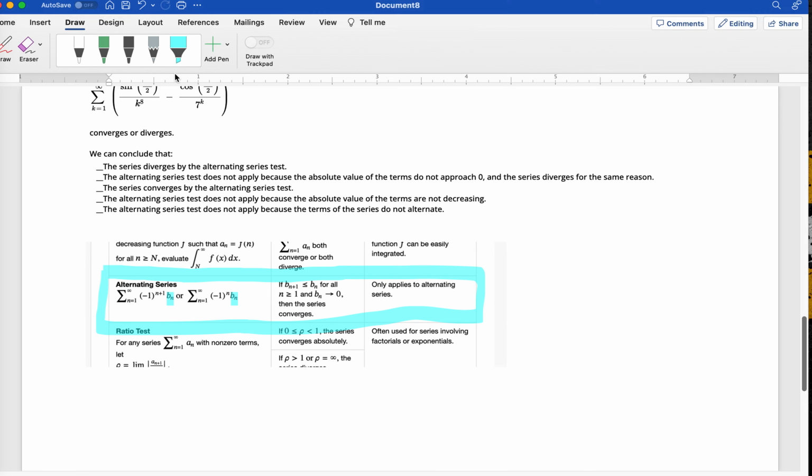So if I were to answer this question, let's see, I would choose this one here. The alternating series test does not apply because the absolute value of the terms are not decreasing.